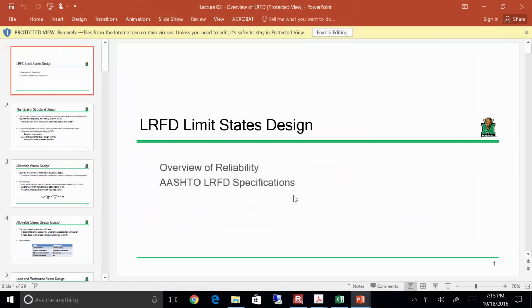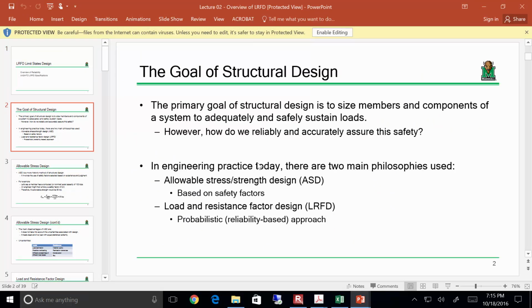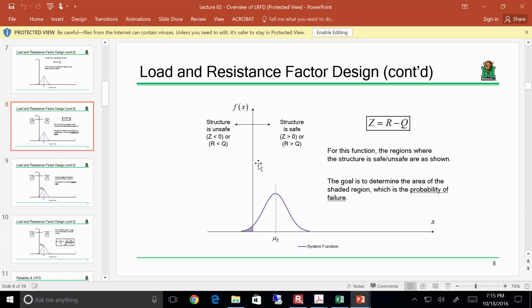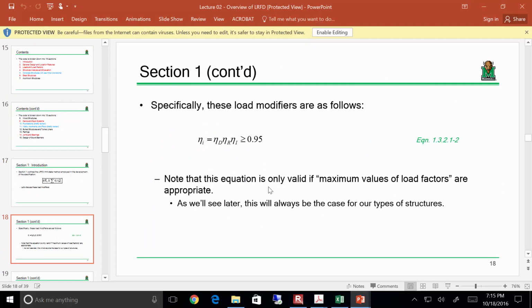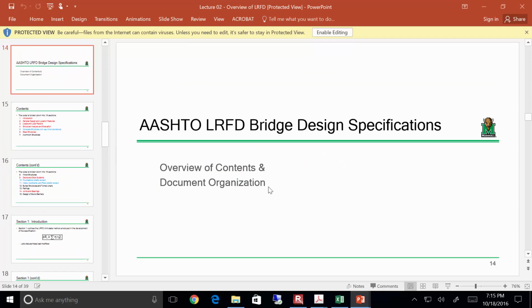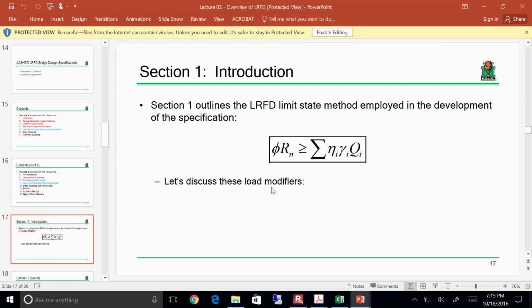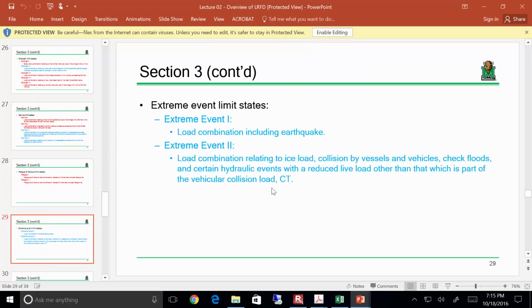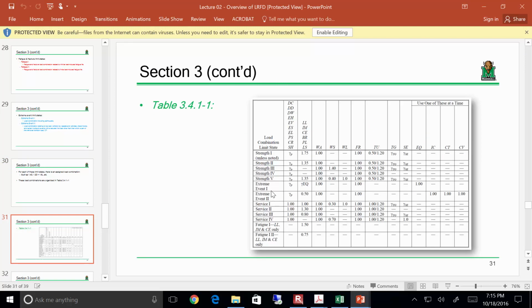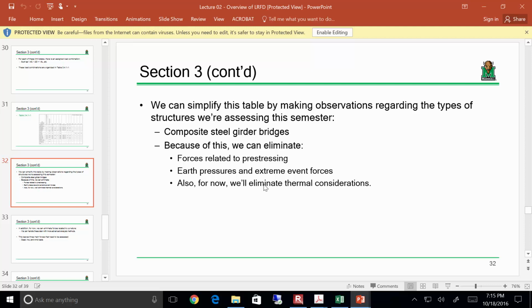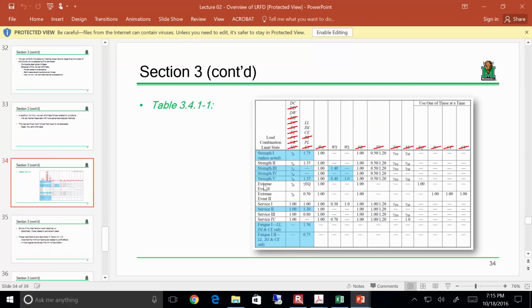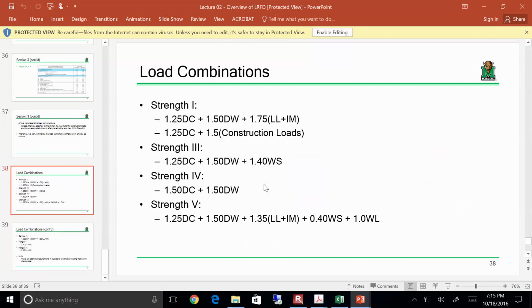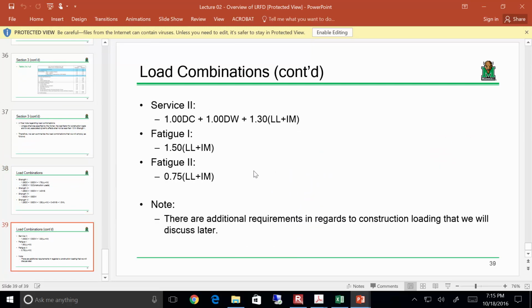I want to look at this. Do you remember when we went through this and started to look at the probabilities associated with ASD versus LRFD? Then we took a fair amount of time and actually started to dig into the specifications. We said, all right, let's go into the limit states and let's go into the load combos. Y'all remember this? Then we said, let's eliminate all the stuff that we don't care about and focus only on the limit states associated with steel bridges. And we came up with this slide. Well, this slide and this one, right?